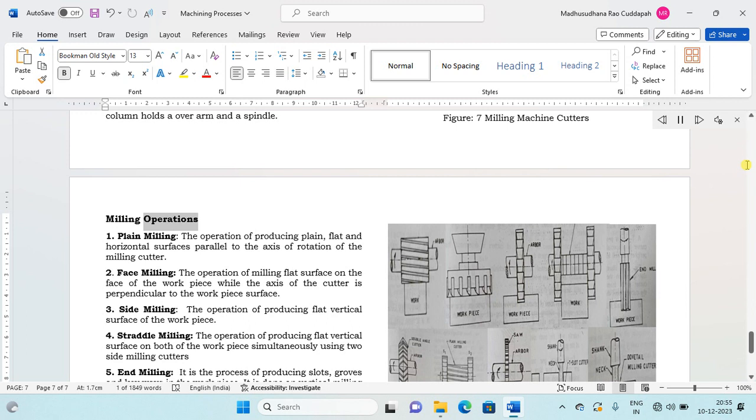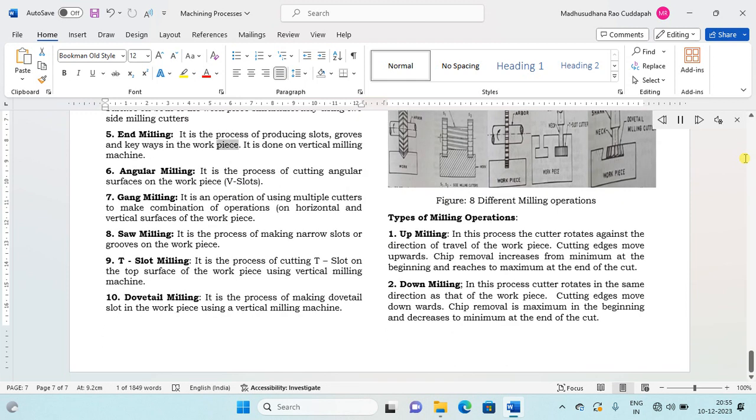Milling operations. 1. Plane milling, the operation of producing plane, flat and horizontal surfaces parallel to the axis of rotation of the milling cutter. 2. Face milling, the operation of milling a flat surface on the face of the workpiece while the axis of the cutter is perpendicular to the workpiece surface. 3. Side milling, the operation of producing a flat vertical surface of the workpiece. 4. Straddle milling, the operation of producing flat vertical surfaces on both sides of the workpiece simultaneously using two side milling cutters. 5. End milling, the process of producing slots, grooves and keyways in the workpiece.